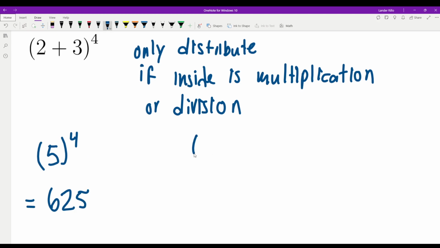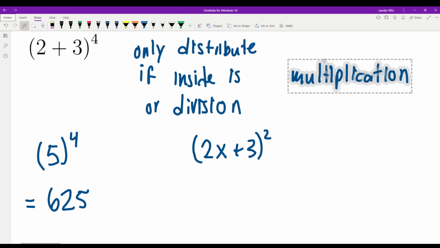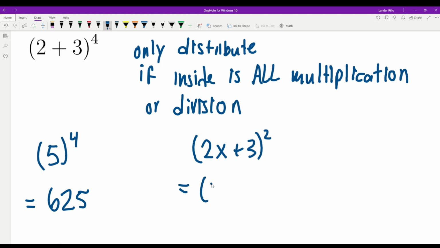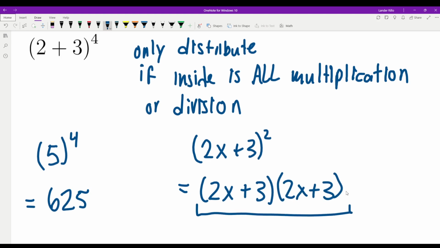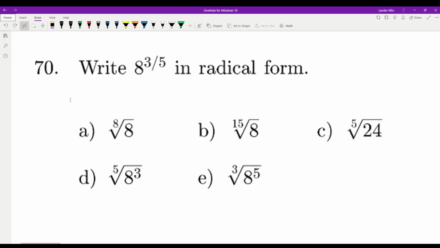A side step would probably be to say we have 2x, so now it's a polynomial inside, and it's squared. Well, you still can't distribute it because it's addition. There's an addition there. You can only distribute the exponent if the inside is all multiplication or division. The way you do this is you remember squared means you multiply by itself 2 times, and then you would FOIL it out. That's the proper way to do this question. Okay, that's just a little side step to clear some things up.